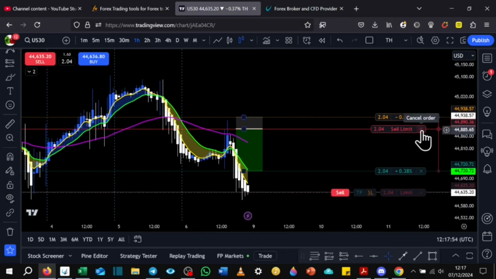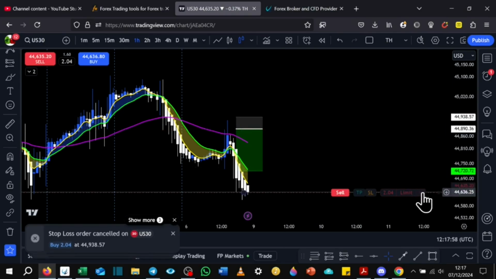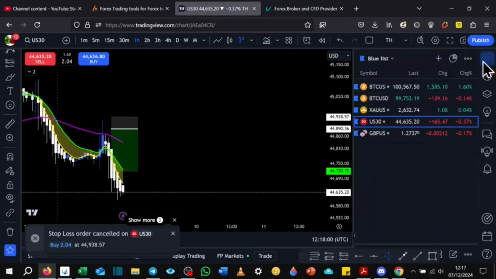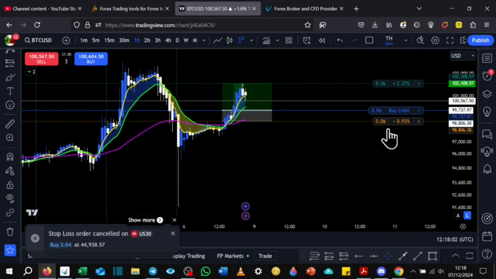If you want to cancel the order, just click this cross here. That cancels it. Go back to Bitcoin. We don't need this.